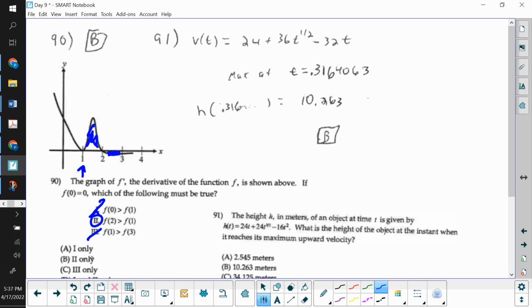In 91, take the derivative, get your velocity function, do menu, analyze graph, maximum to find the value of t where it's at its maximum, sub that back into the height equation, and you end up getting choice B.